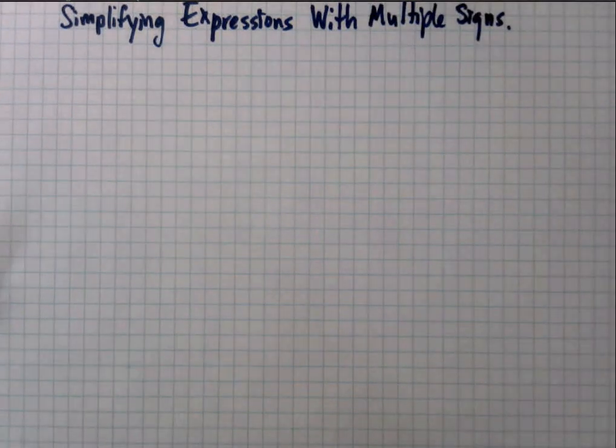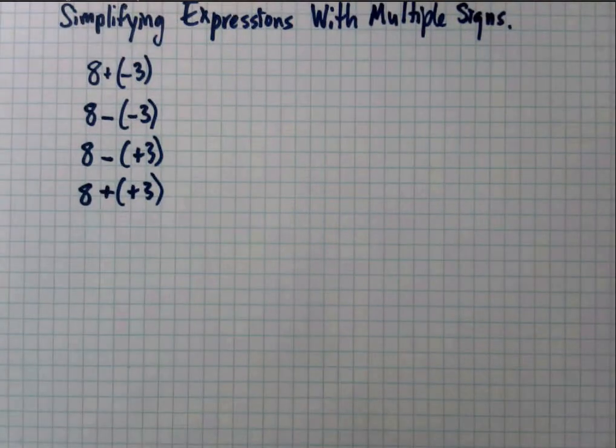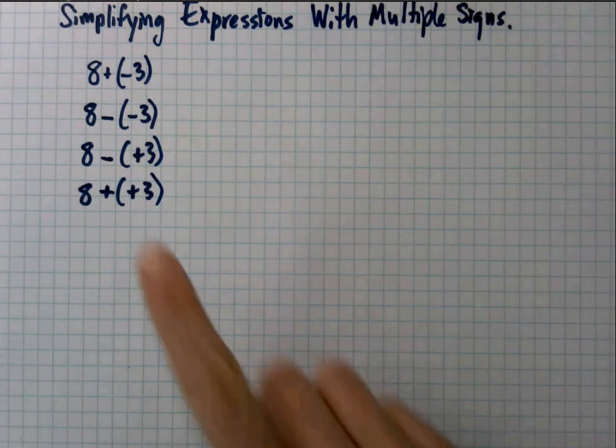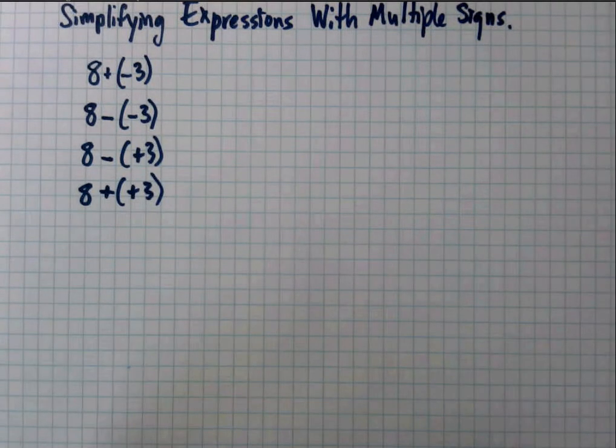This video will explain how to simplify an expression where you find multiple signs, for example, like these. Sometimes you get an expression where you have two signs on either side of a parentheses or two signs in front of a number, and here's how we can do it.